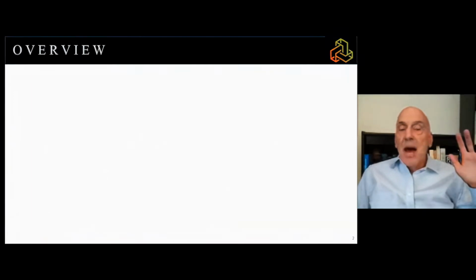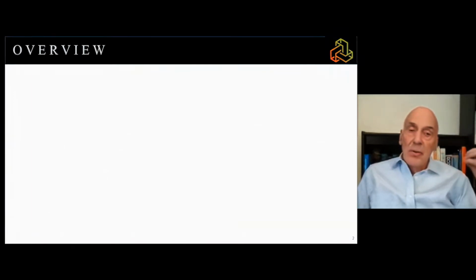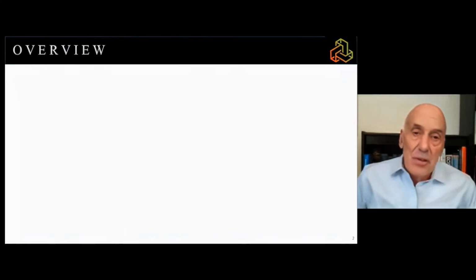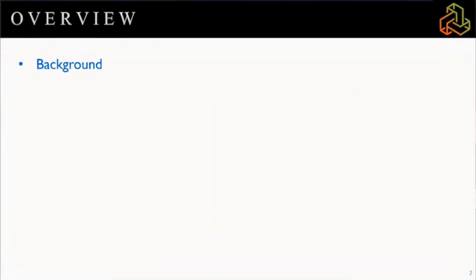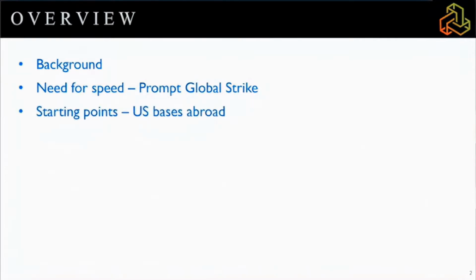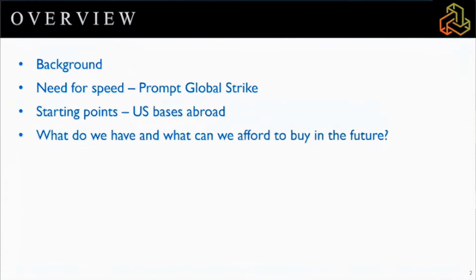Then we're going to step back and look at the overview of the process, and then see how the process drives itself into different environments, and then we're going to answer questions about how it works in the real world. So a little background about what this is going to do, and then we're going to talk about a government initiative we call Prompt Global Strike. And then we're going to look at some starting places that we have for that, the U.S. bases forward that are in other countries. And then we're going to talk about what we can afford.